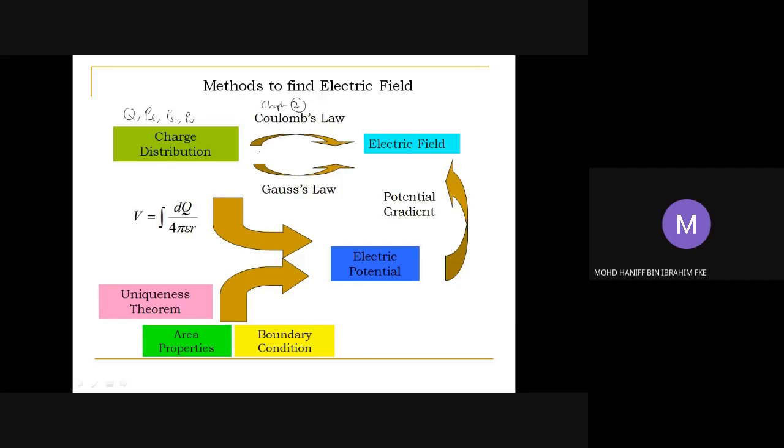Afterwards, we can use Gauss's law to find the E field. This was learned in chapter 3. But the limitation of Gauss's law is that the charge distribution must be symmetrical, which is restricted to the case of infinite length, infinite area, and also spherical charge structures. Okay, so that is the Gauss law that we learned in chapter 3.